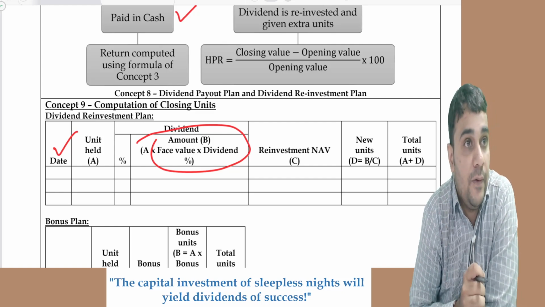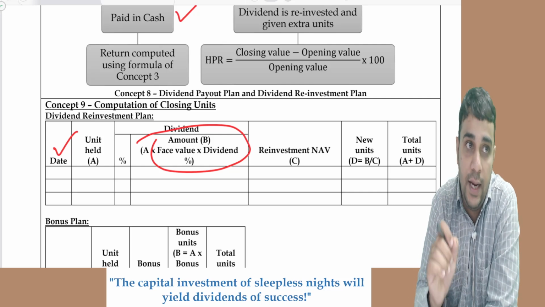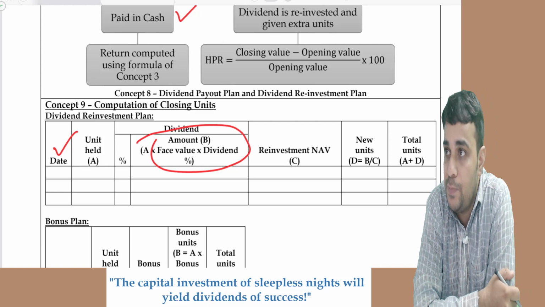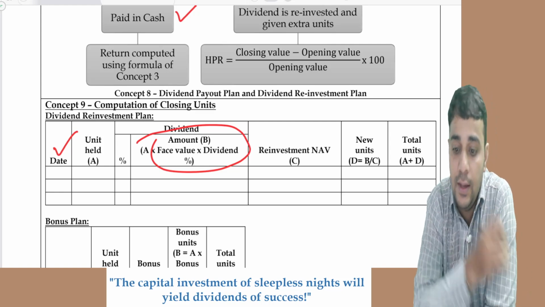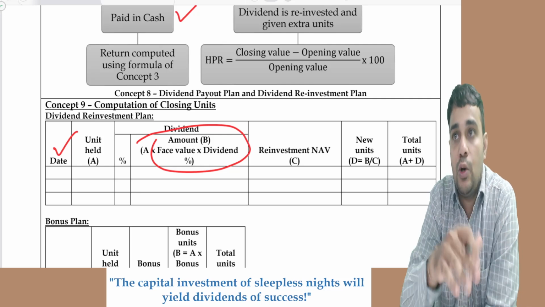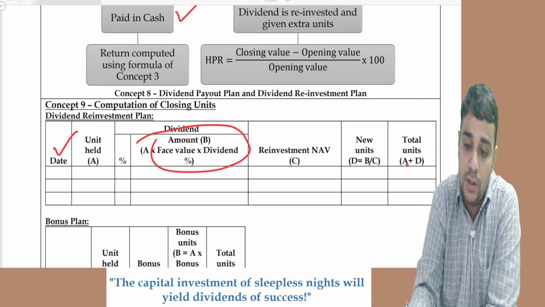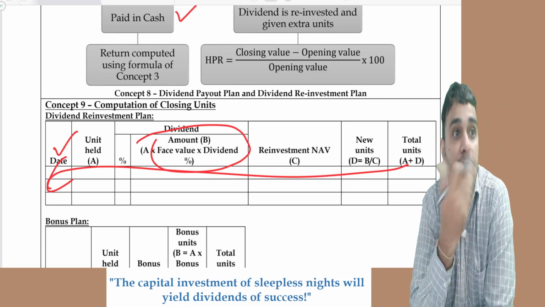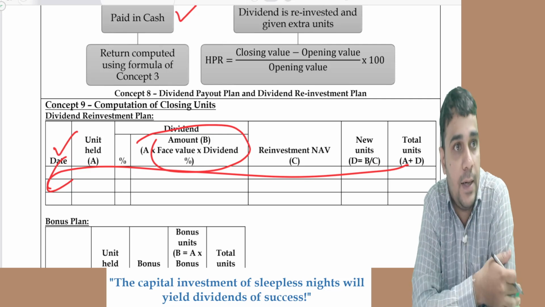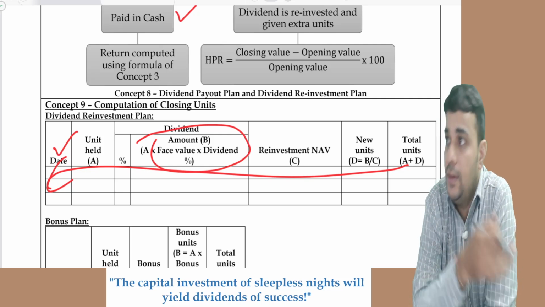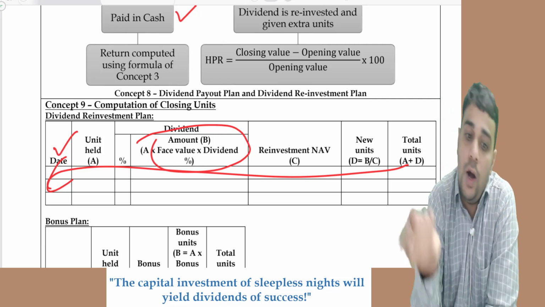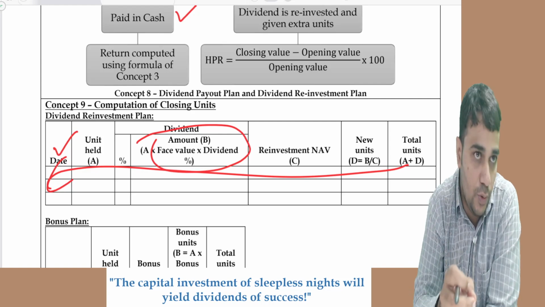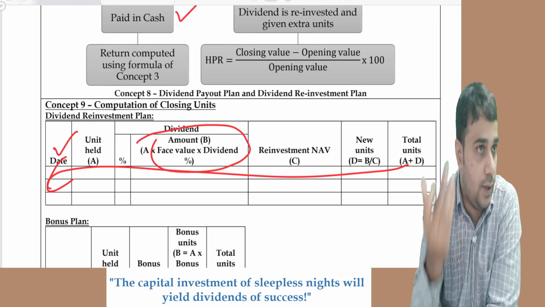Reinvestment NAV will be given. What is reinvestment NAV? At what rate are we doing reinvestment? I take that reinvestment NAV and get the new units allotted. Closing units is opening plus new. This becomes the opening units for next dividend when it is paid. The dividend can be paid multiple times. Whenever the next dividend is paid, this becomes the opening. On that again dividend is paid. I do reinvestment. I get closing units. Again the scenario keeps continuing.